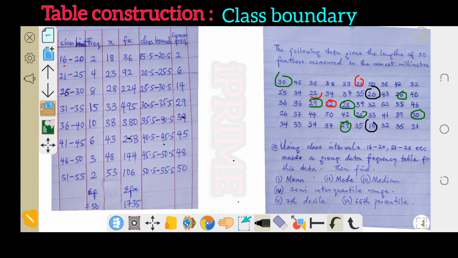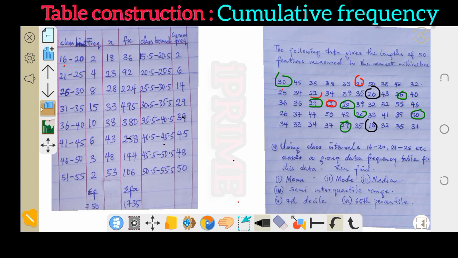Let's go. We have known how to get our class boundary. Now, cumulative frequency is the last thing I'll explain to you, then I'll move on to the question. How do we go about our cumulative frequency? Cumulative frequency means that you add all of them together. The frequency, this number you are seeing here, that's the 2. This 2 is the same 2 you are seeing here. How did I obtain this 6? Add 4 to 2, you get 6. Add 6 to 8, you get 14.